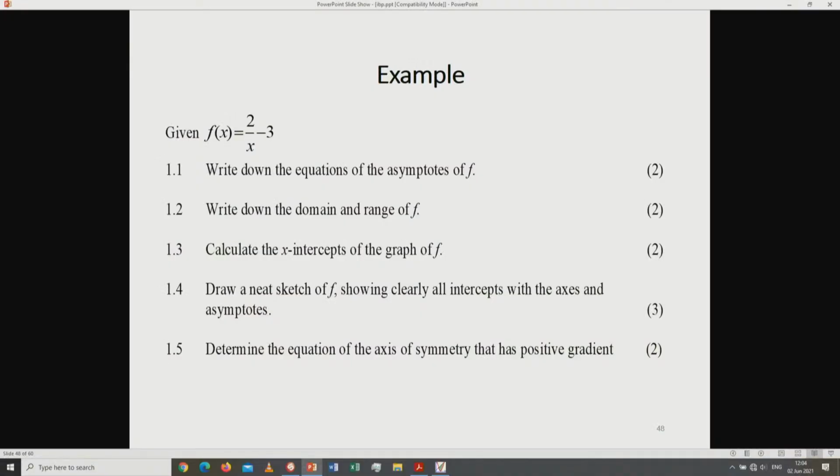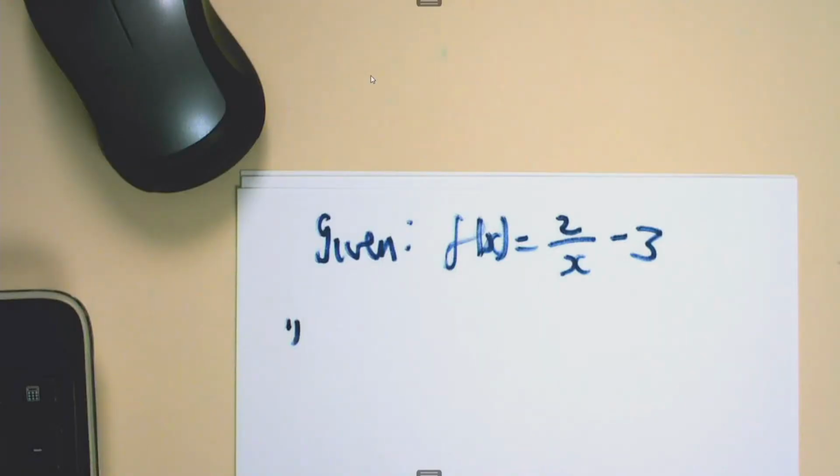But the first thing that I need here, let's follow the question. The question now says 1.1, write down the equations of the asymptotes of f. Right. How many do we have? We have 2 asymptotes. It's the vertical asymptote as well as the horizontal asymptote. Please, grade 10, follow the question.